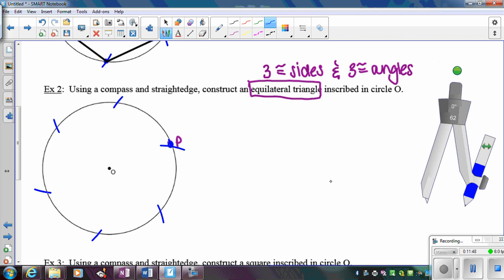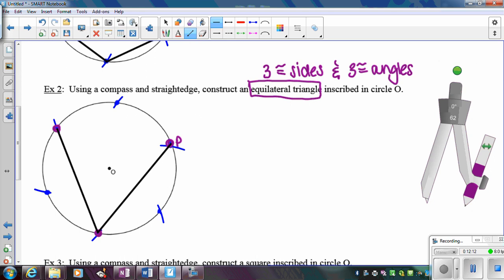So when I go to do this, instead of connecting all 6 points, which would give me a hexagon, I am going to use every other point. So if I use point P, I'm going to use this point, and then this point, and I'm going to connect those. So I'm connecting every other point here. Go ahead and connect those, and there's your triangle.